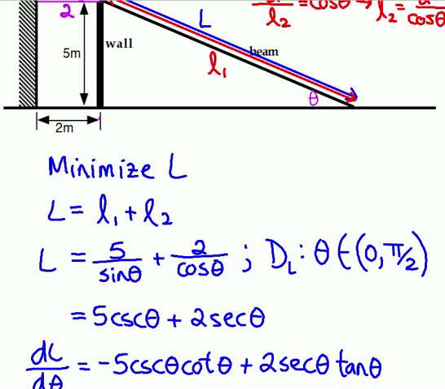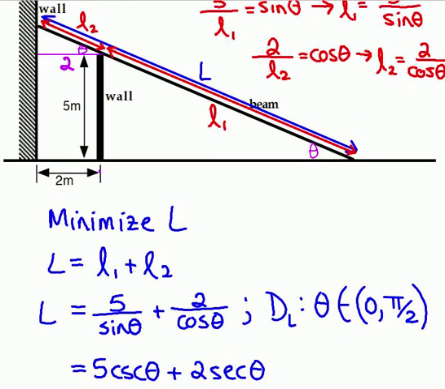I'm going to go back up here and I'm going to think about, okay, what happens to the length of the beam as theta gets very close to 0? Well, for this value of theta to get close to 0, as I said before, this beam would have to move out here farther and farther to an infinite distance away from the wall. And of course, as the beam moves farther and farther away, the length of the beam gets longer and longer and longer. So as theta approaches 0, the length of the beam has to be going towards infinity.